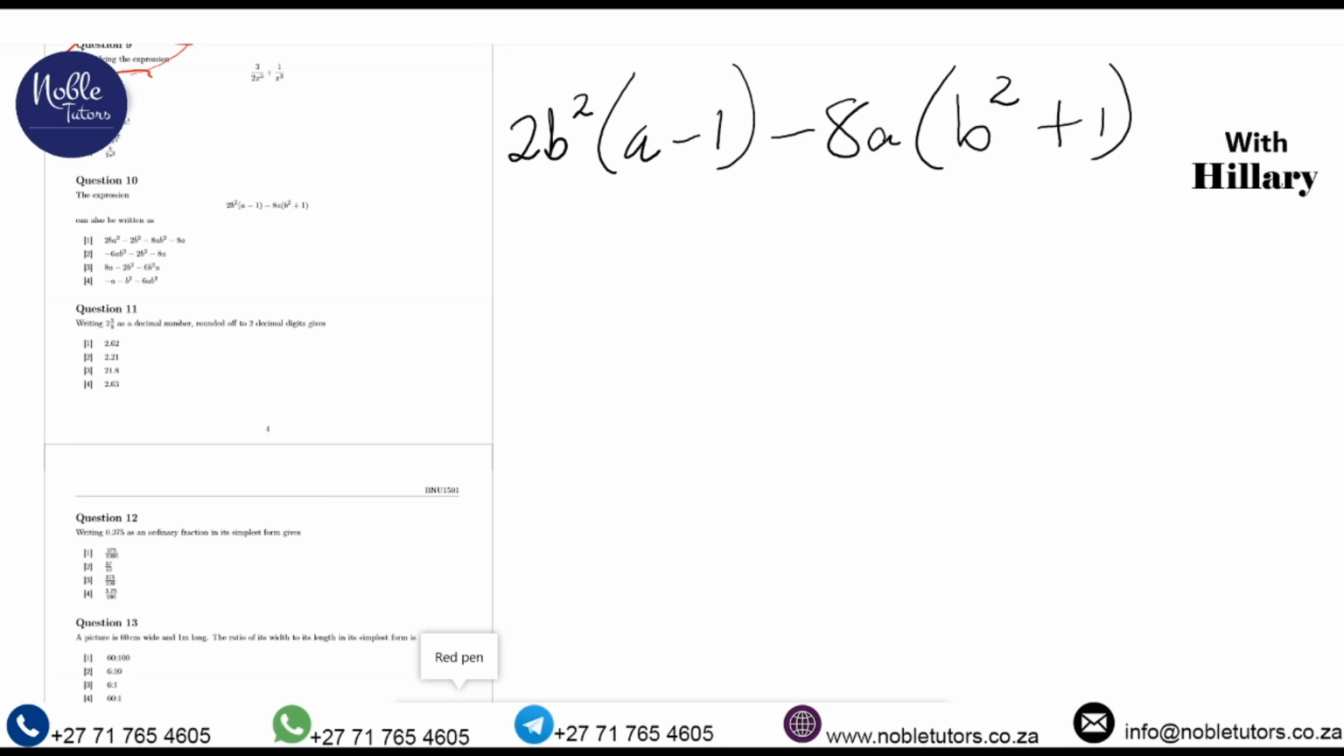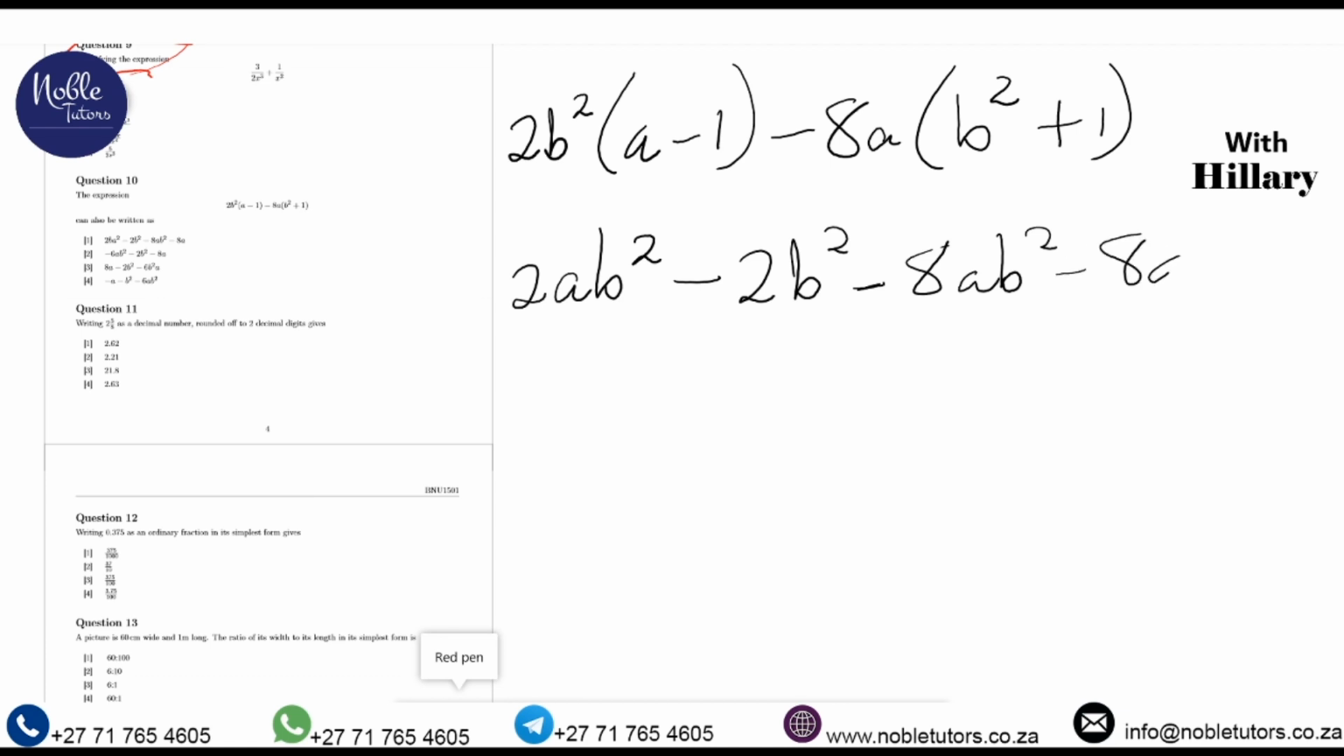When you are given such an expression and they say it can also be written as, in other words, they are saying simplify. So when you are simplifying an expression, remember we said you remove brackets first. So you say 2b squared times a is going to give you 2ab squared, minus 2b squared times 1, which is 2b squared. Then minus 8a times b squared gives you minus 8ab squared. Then minus 8a times 1 will give you minus 8a.